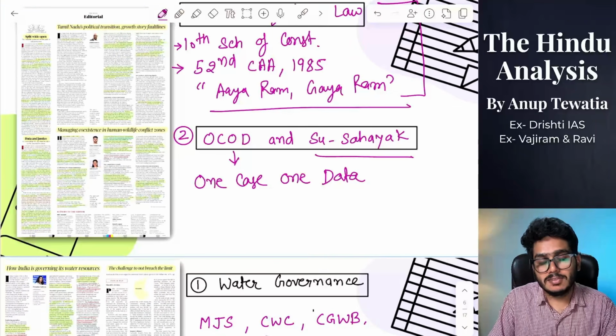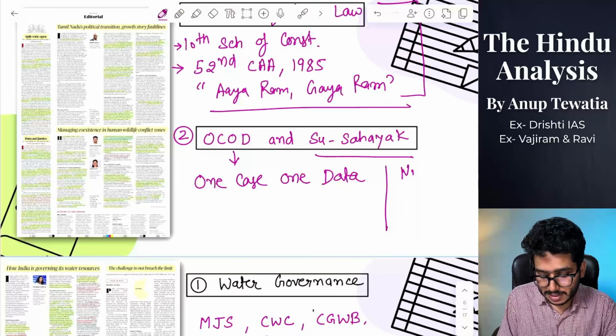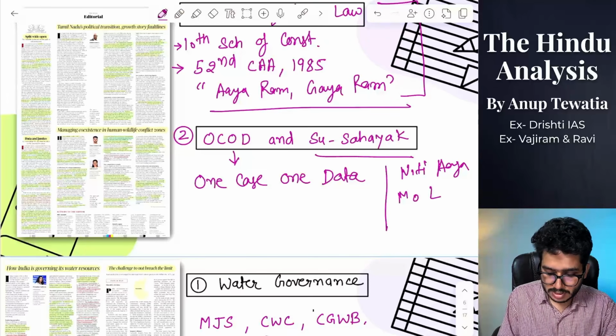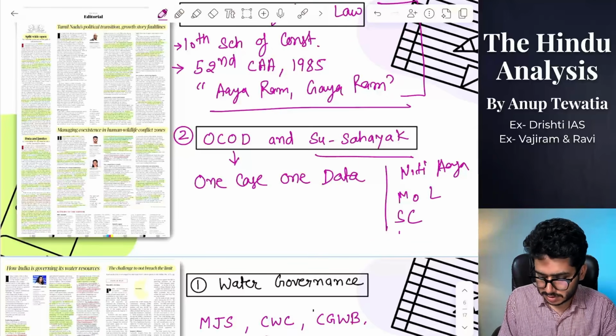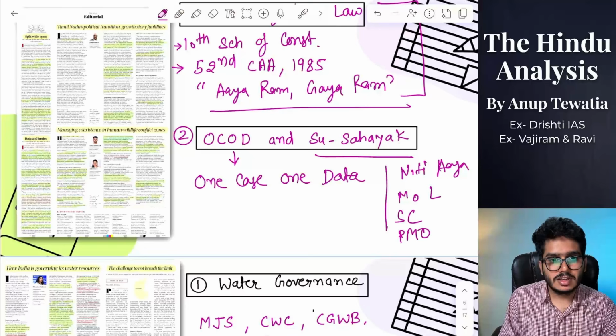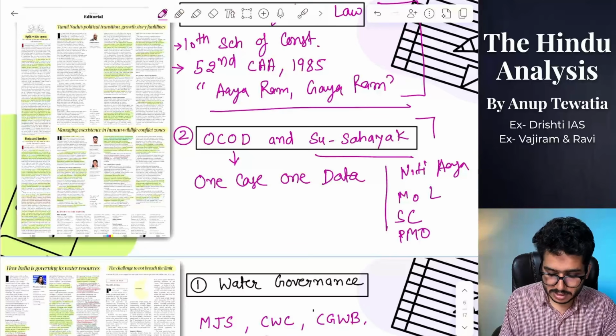The question could be, the OCOD or Susahayak portal is developed by, and the options can be Niti Aayog, Ministry of Law, Supreme Court, or another one like the PMO. So that is why this is important.